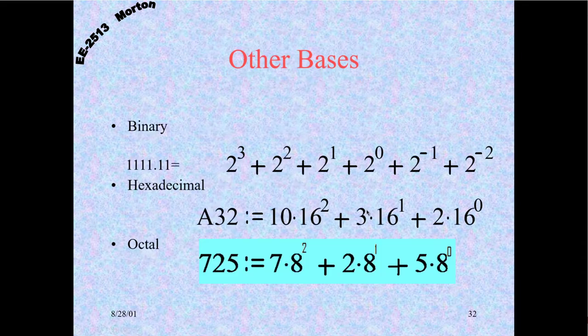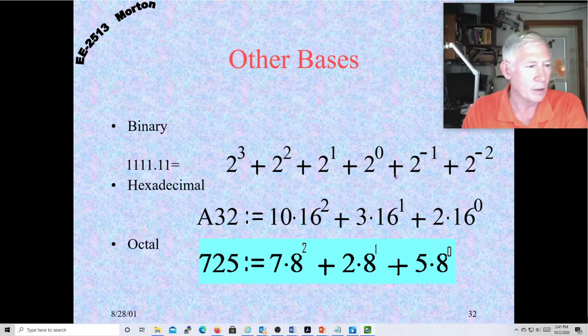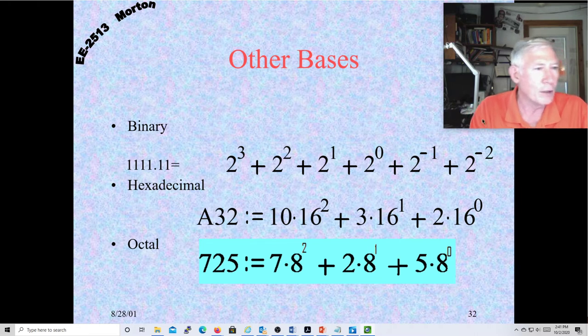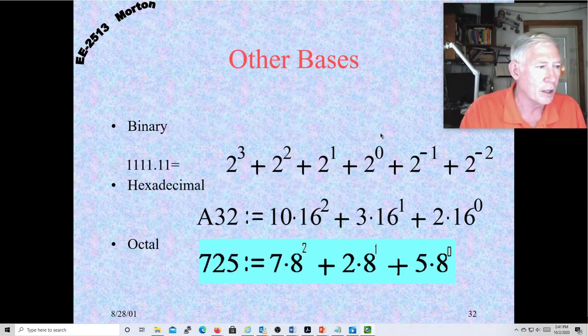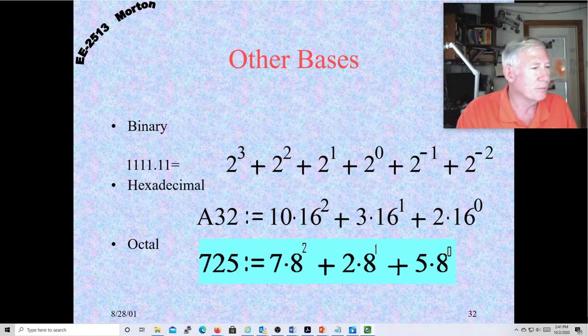And that of course gives us the resulting number. And in our heads, we do this automatically in the base 10 system. So we can look at numbers and, let me go back for 1 second. We can look at 953.78 and we understand intuitively what that means. However, if we look at 1111.11, we don't understand intuitively what that means. It's actually a little bit difficult.